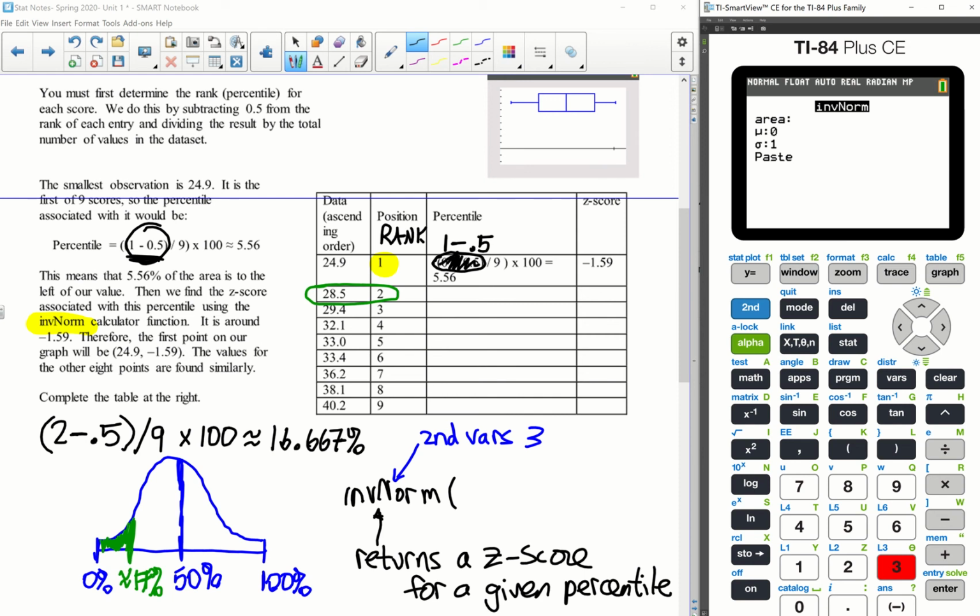What does the green say? 17%, yeah. Approximately.